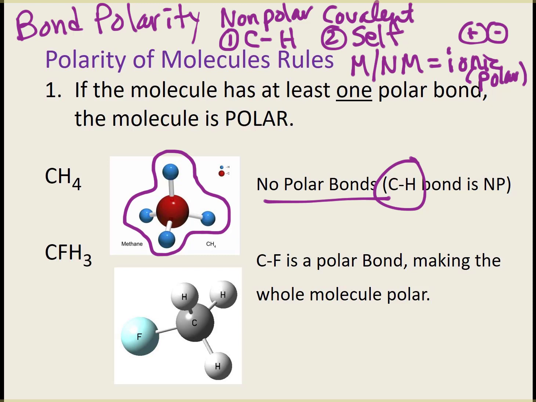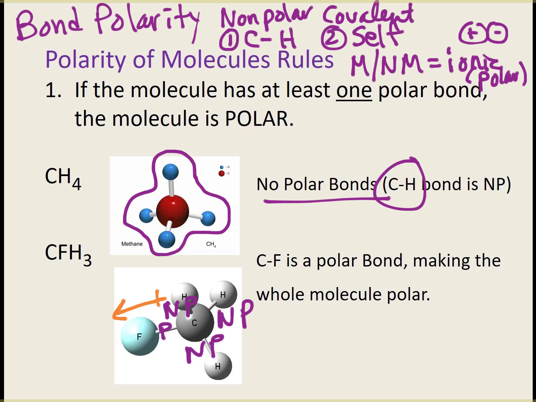Let's look at this next one. All I've really done is taken that methane molecule and taken off one hydrogen and put a fluorine. So I still have these three bonds that are nonpolar, but this carbon-fluorine bond is polar. If I were to look at that bond, I'm going to see that it's going to be a little bit negative around the fluorine and more positive where the carbon is. And just this one polar bond will make the whole thing polar.